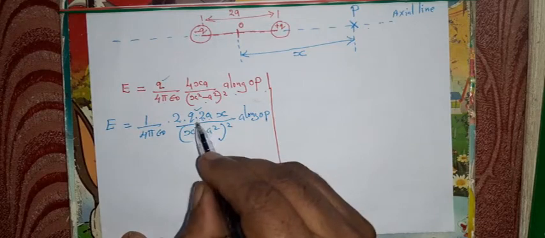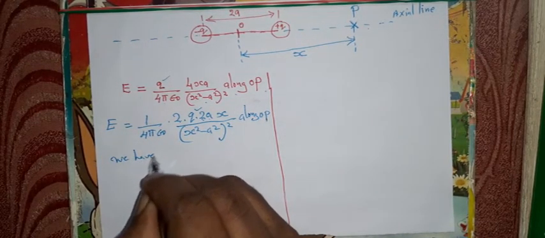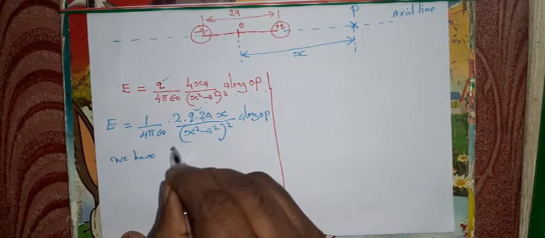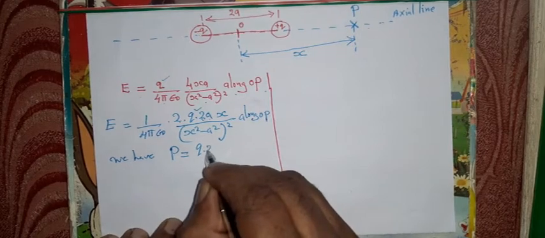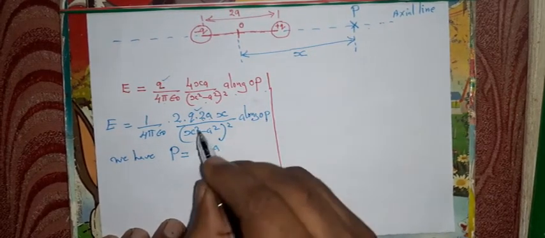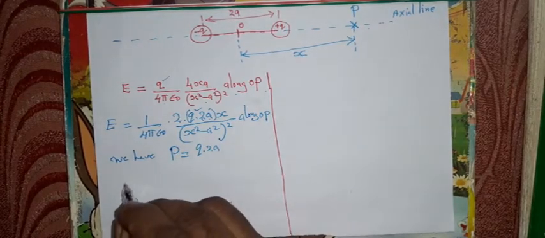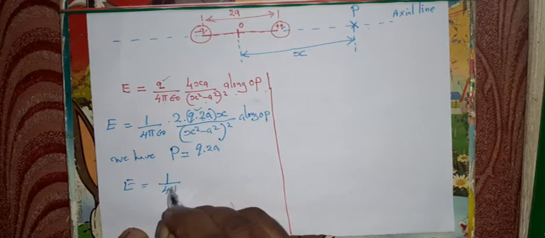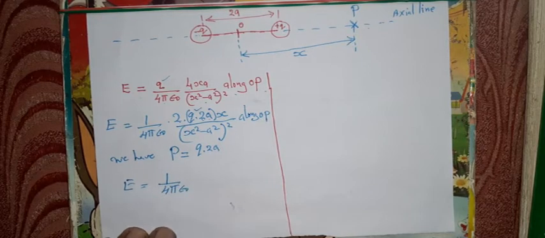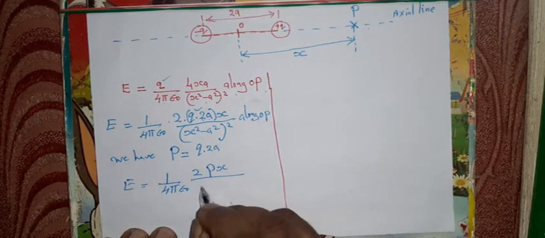Why are we writing like this? This is to introduce the electric dipole moment. We have the formula: electric dipole moment P is equal to Q into 2A. So, you can replace this Q into 2A with the P. Therefore, the expression becomes E is equal to 1 by 4 pi epsilon 0 into 2PX divided by (X square minus A square) the whole square.